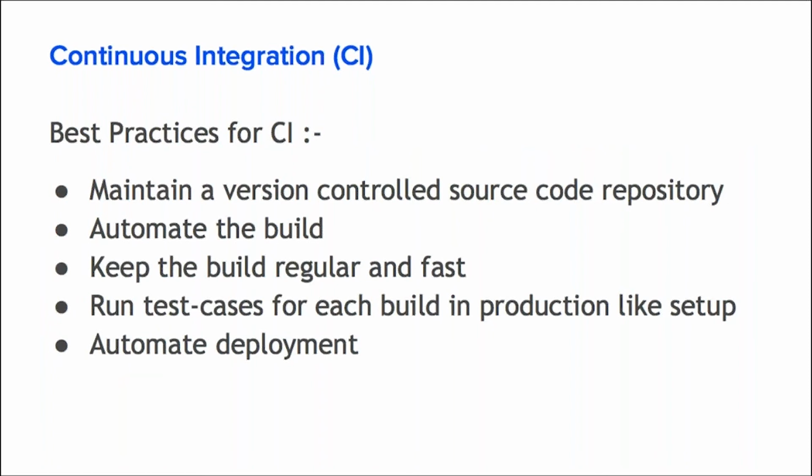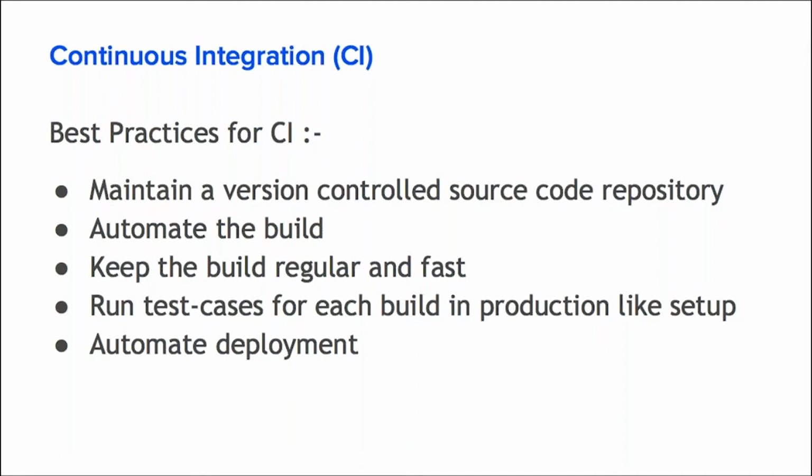There are a few benefits or best practices of what you could perform with CI. For example, you should maintain a source code repository. You should have automation in place. With Jenkins, you can keep a watch on the source code repository. If a change happens there, a build automatically gets triggered, and you have the build ready for your source code, which you can deploy and test. You could run test cases automatically in a production-like setup. You could automate the deployment as well with CI.